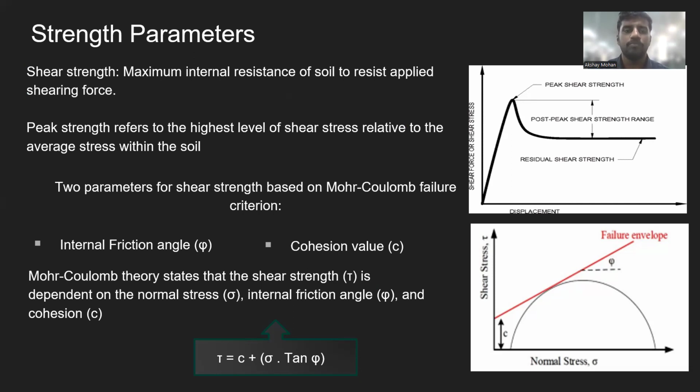Based on the Mohr-Coulomb criteria, the shear strength depends on normal stress and the internal friction angle, C and phi, which is represented as tau equals C plus sigma tan phi. Moving on to the next slide.